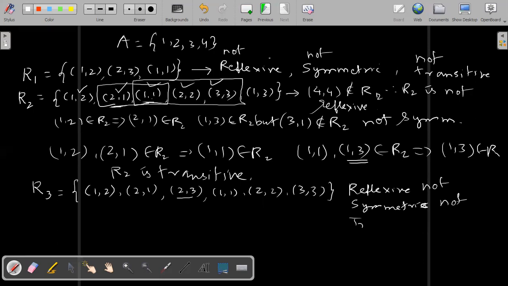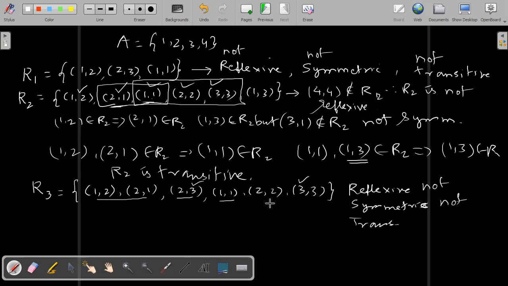And for transitive, we have to check (1,2), (2,1), (1,1). Okay, (1,2), (2,1), (1,1) will make a combination. Then (2,3), is there any number starting with 3? Yes. So (2,3), (3,3), (2,3). Again, this (2,3) will come.